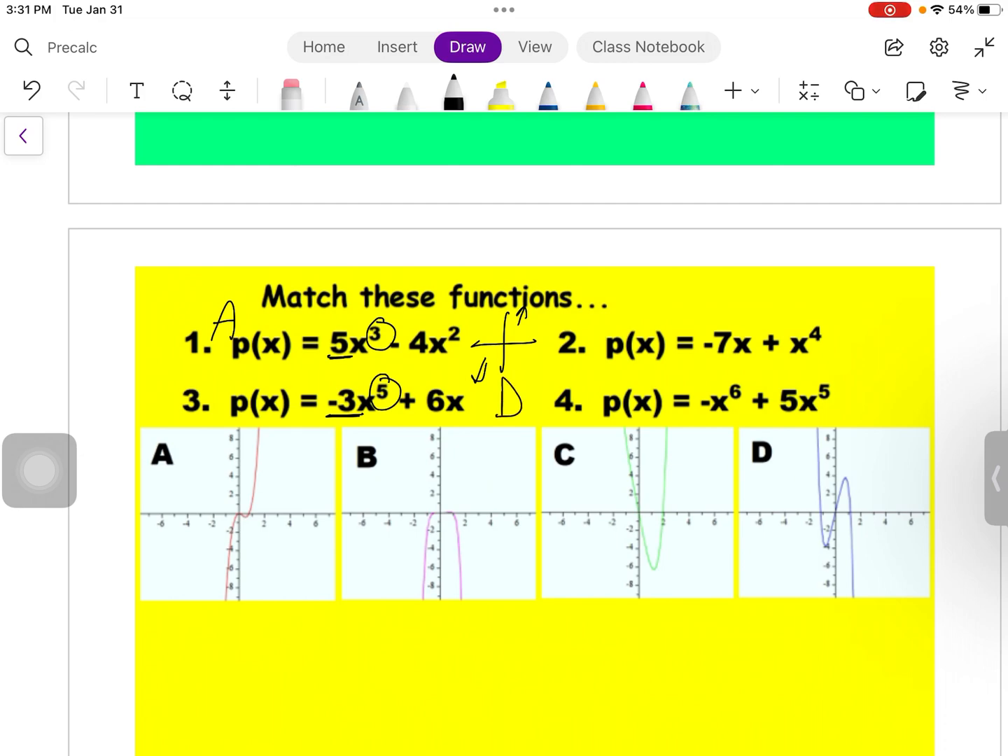Okay, even power, so fourth power, I know it's not the very first term, but fourth power is the biggest power. And a positive 1 out in front, so it's going to look like C, where it's going up on both sides. And then finally, 6 is bigger than 5, so 6 is my degree. Leading coefficient of negative 1, it gets flipped over the x-axis, so that would be graph B.